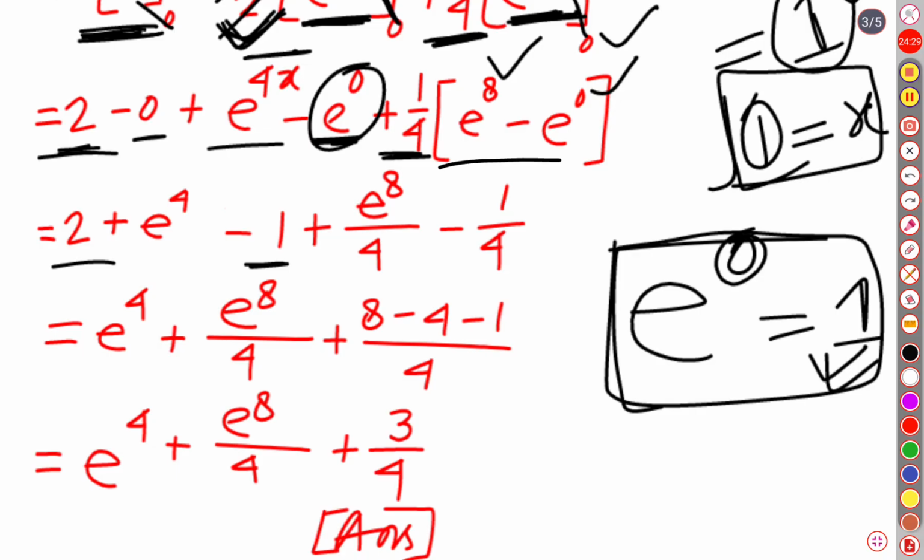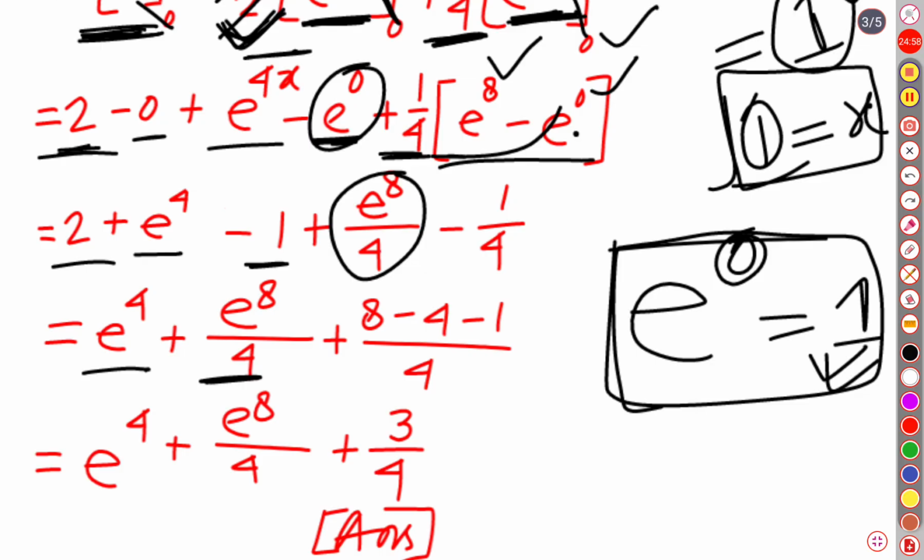We have just isolated this, 1 over 4 into e, that means this has been written over here. Then e raised to 0 is 1, we have learned. So 1 over 4 into e raised to 0 means 1 over 4 into 1, 1 over 4. Then ultimately what are we going to get? e raised to 4 has been written first. Then this e raised to 8 over 4. This has been written over here.